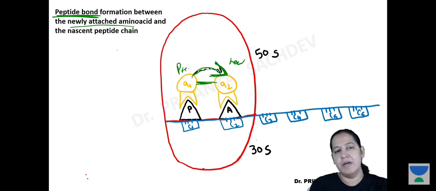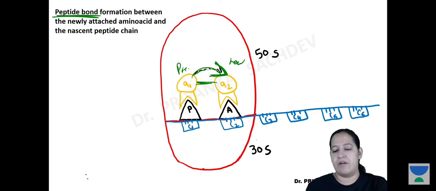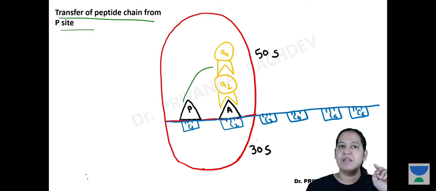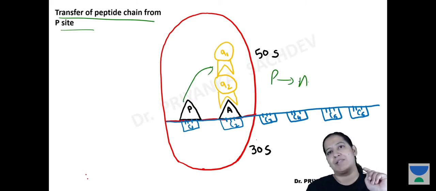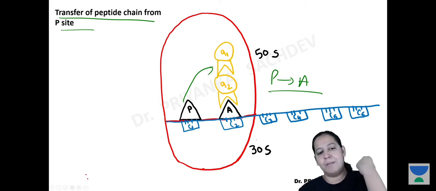Give me a thumbs up. That is shifting, transfer of the pre-existing to the new. That is known as P to A transfer. From P it is going to A. P to A transfer takes place. So the third step is peptide bond formation and P to A. Give me a thumbs up. Everyone give me a thumbs up.